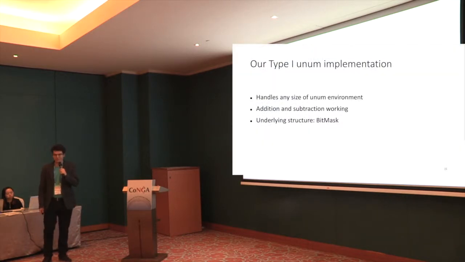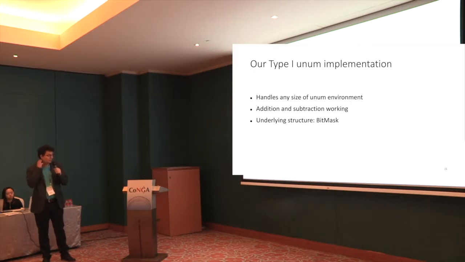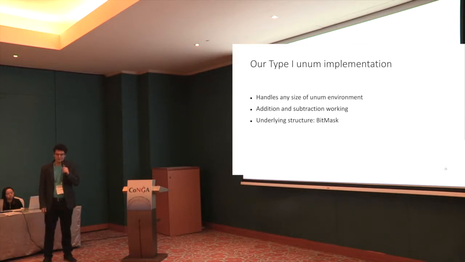So we started out with Type 1 Unums. Our implementation is capable of handling any size of environments. We got to a proof of concept level with Type 1 Unums. We got addition and subtraction working. And to be able to support any size of environment, and also because Type 1 Unums are variable size by nature, we needed an underlying structure to support that, so we came up with bitmasks.